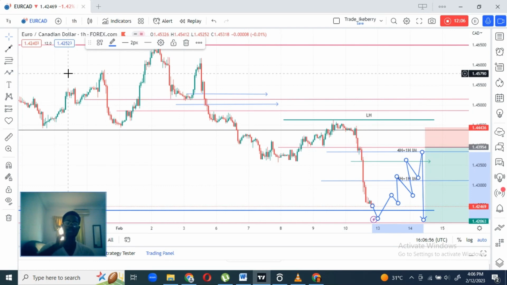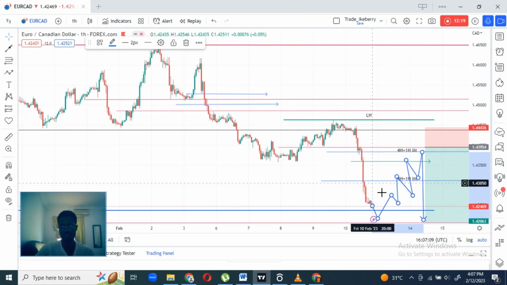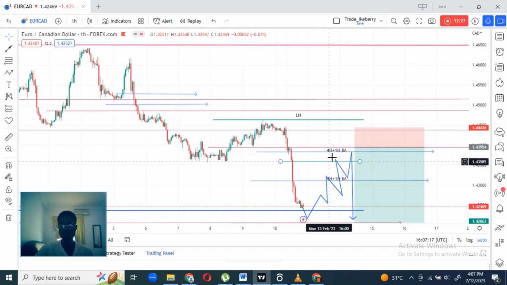Reason being is, the US dollar index is retracing. So when the US dollar index is retracing, it means that Euro USD will be retracing, which means the Euro will be going up. So it means Euro will be retracing a little to come to this imbalance. That is a 4H and a 1 hour imbalance. Not forgetting that we have another 1H imbalance here, as well as a weekly imbalance here too as well.